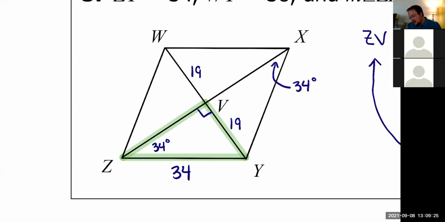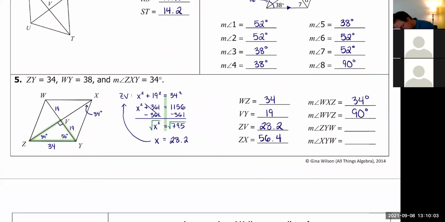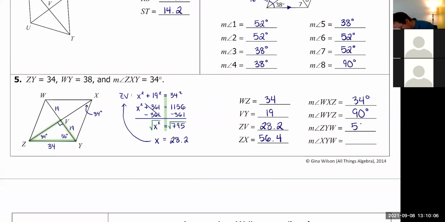Now, that doesn't help me with the angle ZYW that I'm looking for, which is right here, but conveniently inside the triangle we highlighted earlier, I now know two of the three angles. I have 90 degrees, I have 34 degrees. What should the total end up being? It should be 180, so subtract 90, that gets us down to 90. Subtract another 34, be 56. So angle ZYW is 56 degrees.